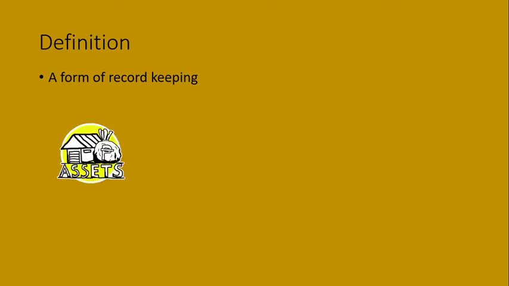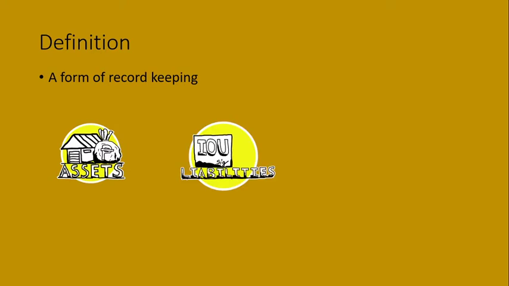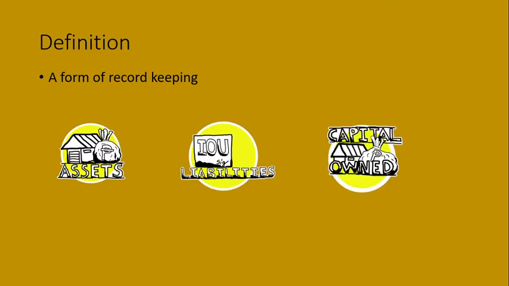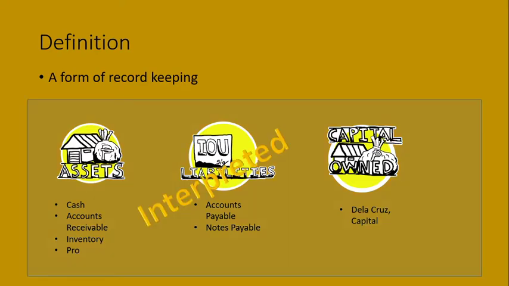From the definition, we can understand that accounting is a form of record keeping. Those records are then classified into three basic categories. First is the asset. Second is the liability. And third is the capital. After the classification, the items in those categories are summed up, and finally, those totals are interpreted.